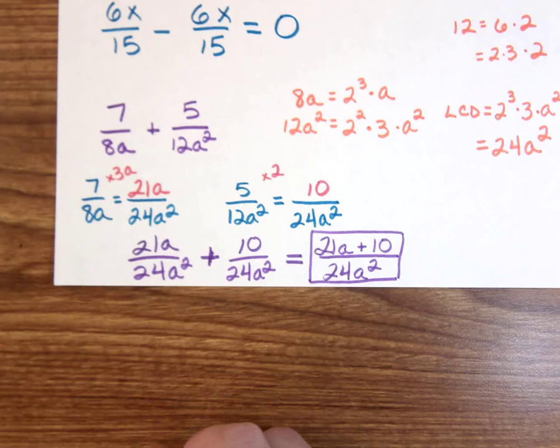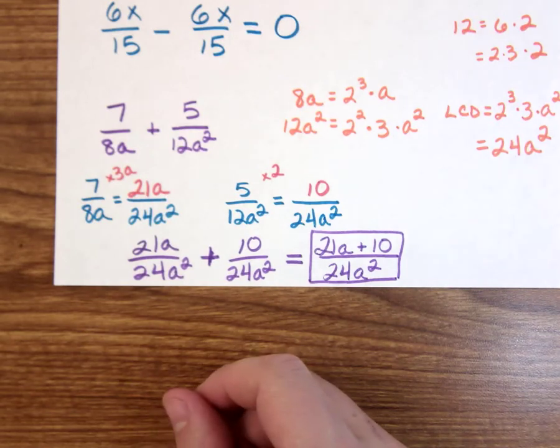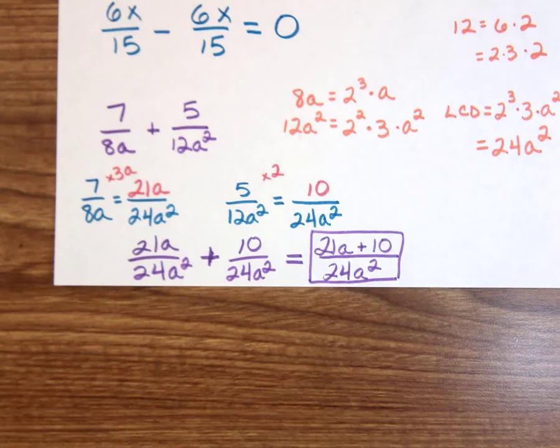You can combine them if they're like terms, meaning they have the same variable raised to the same power. So like I could combine a and a, but I could not combine a and a squared. They would have to have the same variable raised to the same power. Okay? These are a little tricky, but they're not too bad. Which brings me to our next problem.